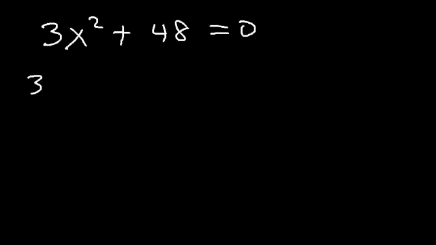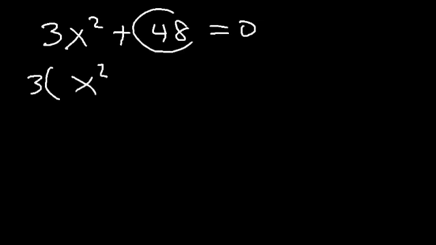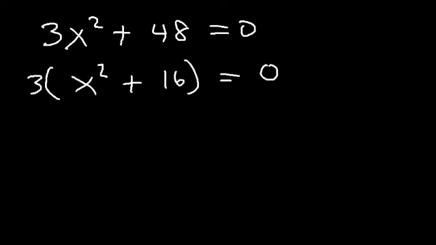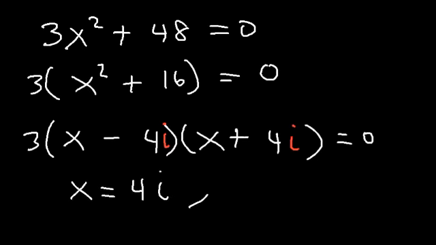So we can take out the GCF, which is 3. 3x squared divided by 3 is x squared. 48 divided by 3 is 16. So notice that we have the sum of perfect squares. X squared is a perfect square. 16 is a perfect square because you can take the square root of it. The square root of x squared is x. The square root of 16 is 4. But we're going to have 4i and 4i. One is going to be positive, the other will be negative. So therefore, x is equal to positive 4i and negative 4i.